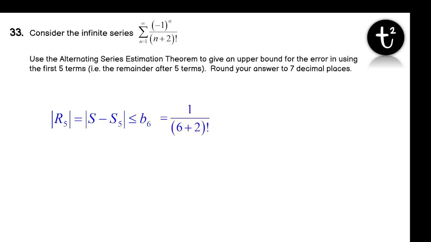So b sub 6 for this problem is 1 over 6 plus 2 factorial, which is 1 over 8 factorial, and that's going to be equal to 0.0000248. Again, this problem wanted you to round to 7 decimal places, so that value right there is ready to go.